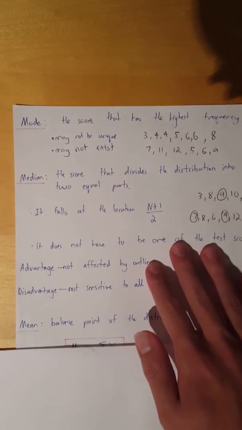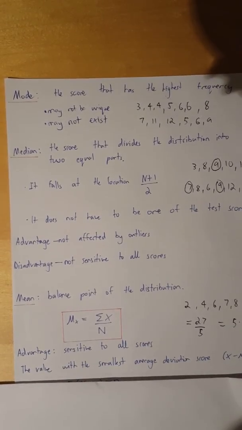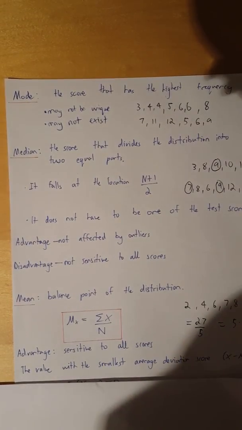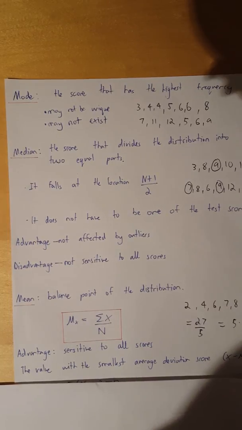And then lastly, we have the mean. So basically the mean is what we commonly think of as the average. It's just the sum of all our scores divided by the number of scores. So that's what I've written in the formula. Mu x equals mean, and then sigma x is the sum of the scores over the number of scores. I've also written there that it's the balance point of the distribution.